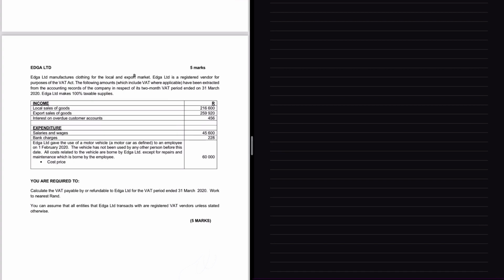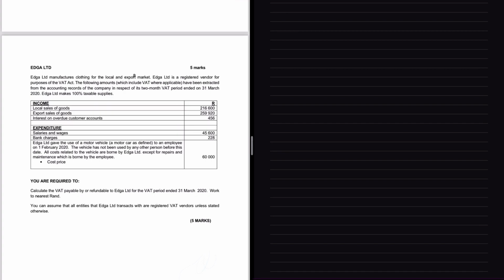Okay, so I'll read it first. Edgar Ltd manufactures clothing for the local and export market. Edgar Ltd is a registered vendor for the purposes of the VAT Act. The following amounts, which include VAT where applicable, have been extracted from the accounting records of the company in respect of its 2-month VAT period, ended on the 31st of March 2020. Edgar makes 100% taxable supplies.